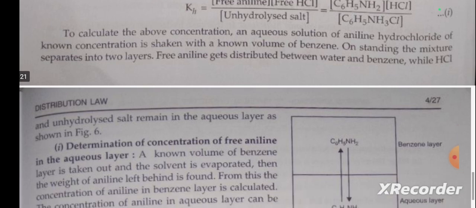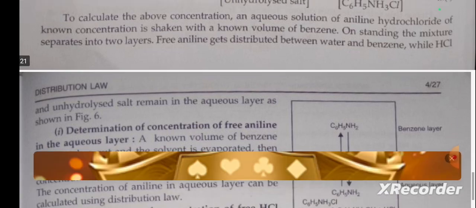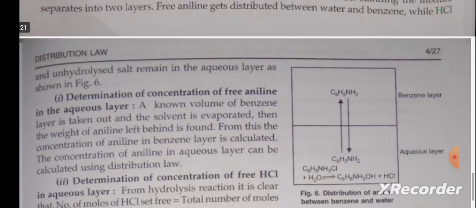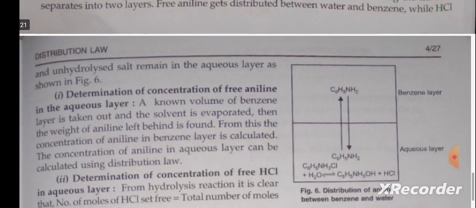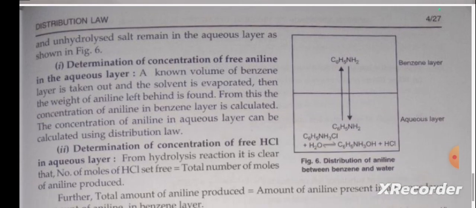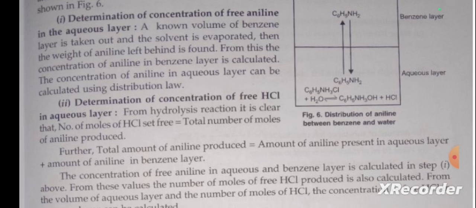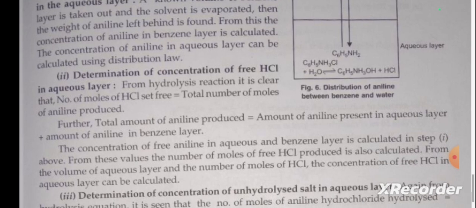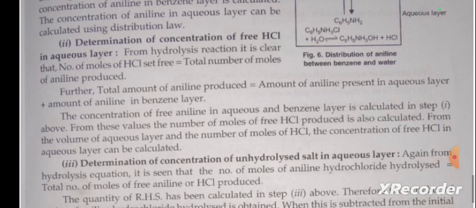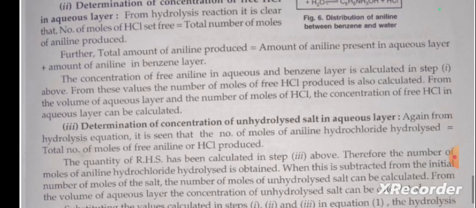To calculate the above concentrations, the aqueous solution of aniline hydrochloride is separated into two layers. Free aniline gets distributed between water and benzene, while HCl and unhydrolyzed salt remain in the aqueous layer. Determination of concentration of free aniline in the aqueous layer: a known volume of benzene layer is taken out and the solvent is evaporated. The weight of aniline left behind is found. From this, the concentration of aniline in the benzene layer is calculated. The concentration of aniline in the aqueous layer can be calculated using the distribution law.